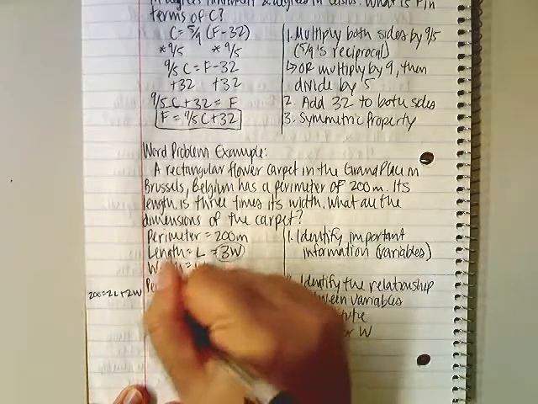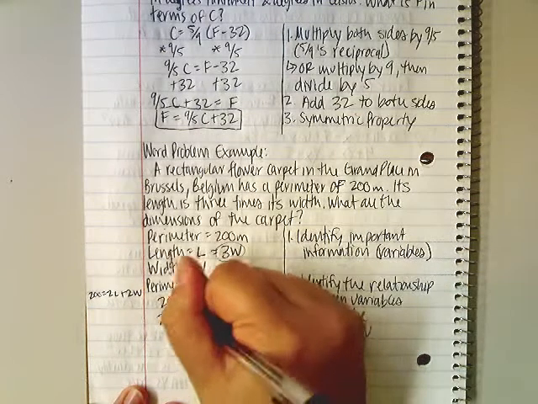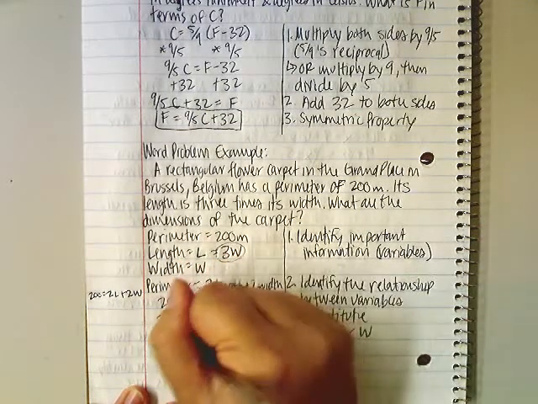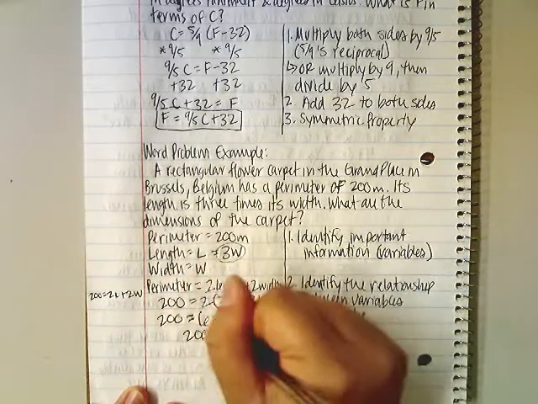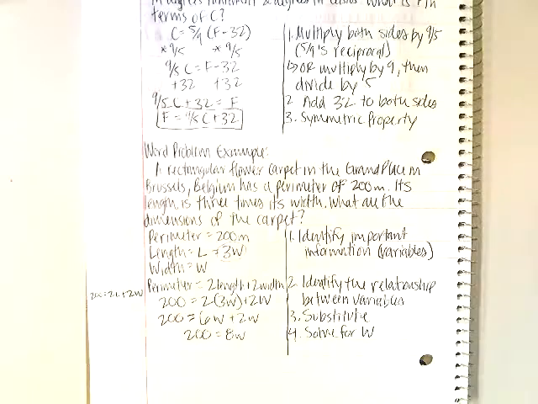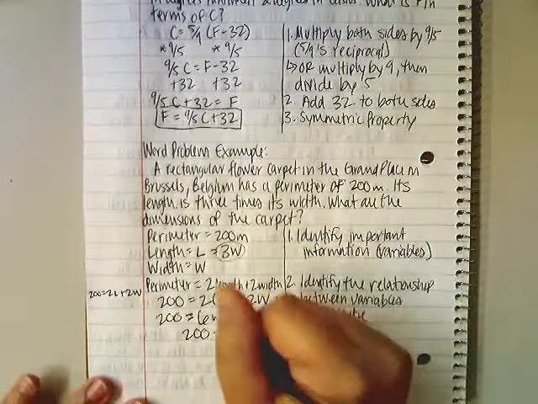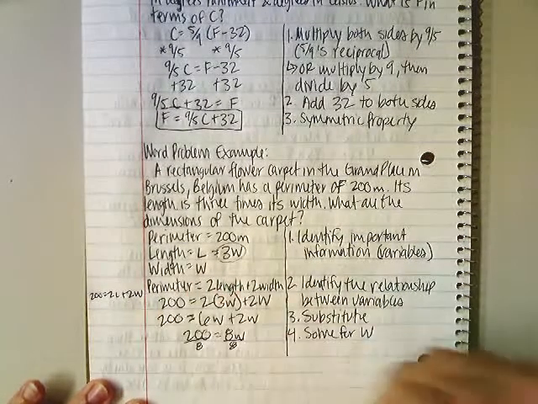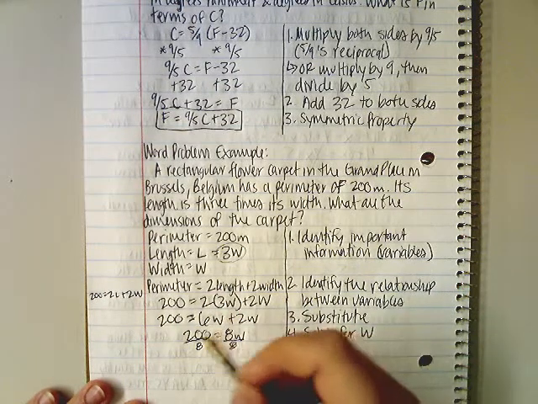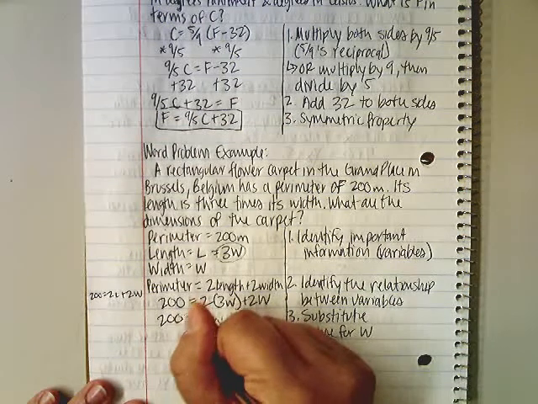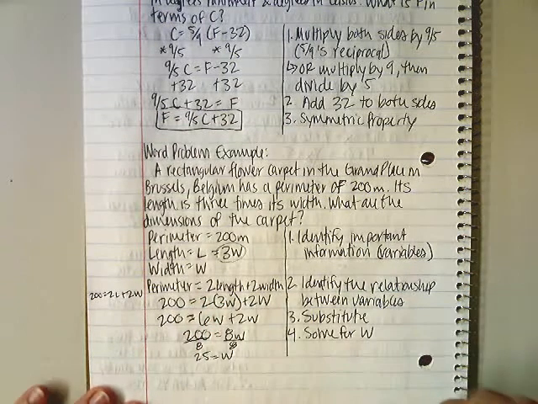To do that, I have 200. I'm going to distribute, or multiply. So I have 6W plus 2W. I combine like terms, and I get 8W is equal to 200. I'm going to divide by 8. So then I get 200 divided by 8, which is the same as 100 divided by 4. So that would be 25 is equal to W.